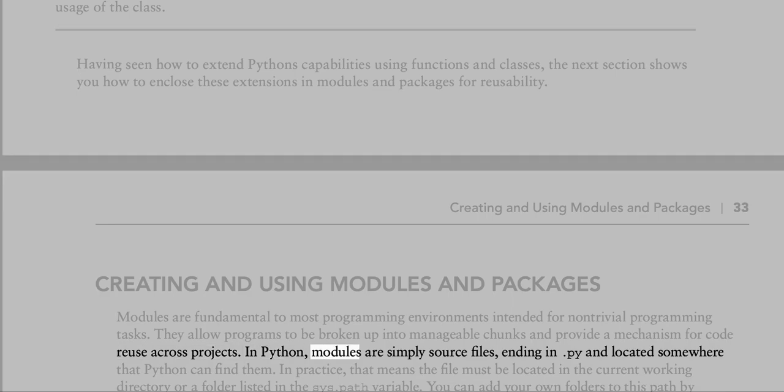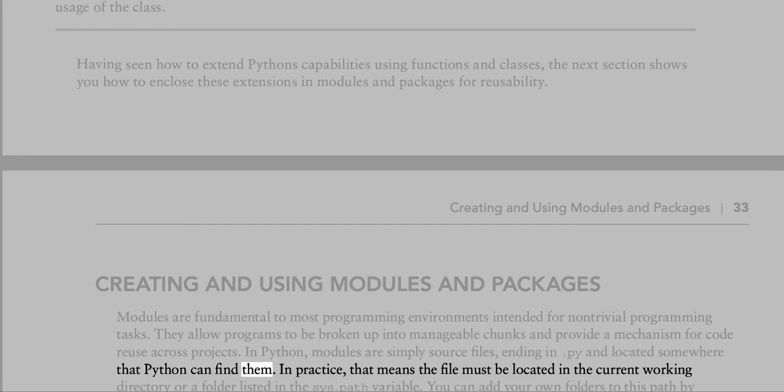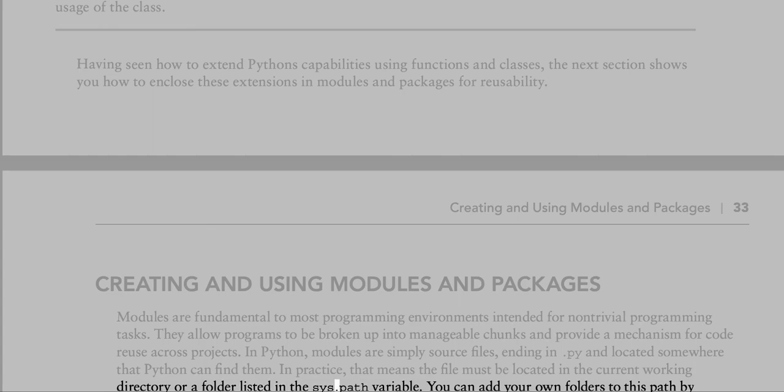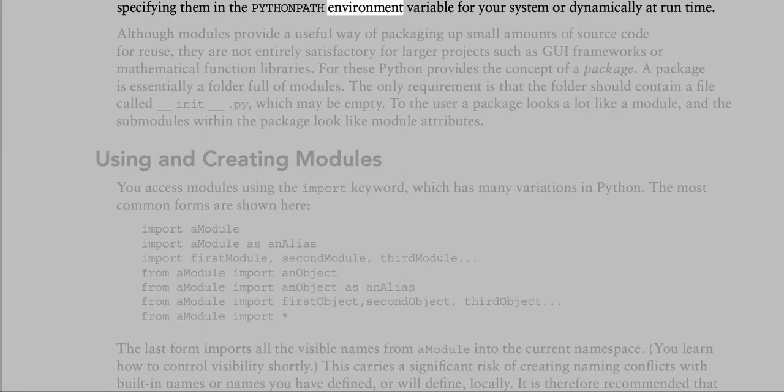In Python, modules are simply source files, ending in .py and located somewhere that Python can find them. In practice, that means the file must be located in the current working directory or a folder listed in the sys.path variable. You can add your own folders to this path by specifying them in the PYTHONPATH environment variable for your system or dynamically at runtime.